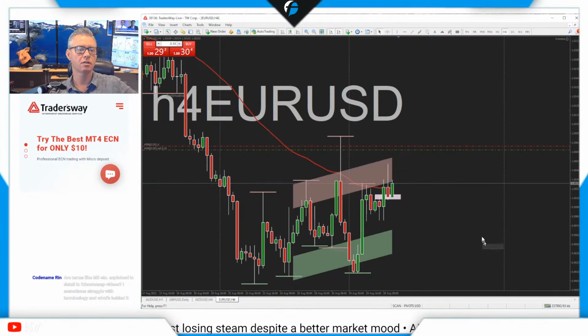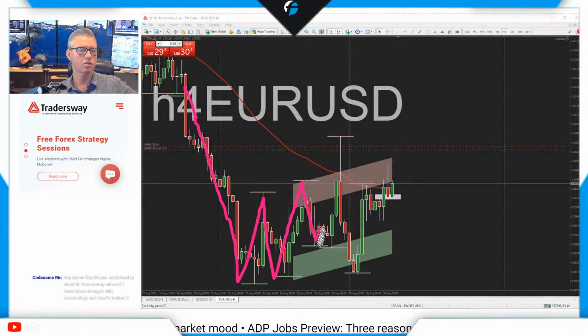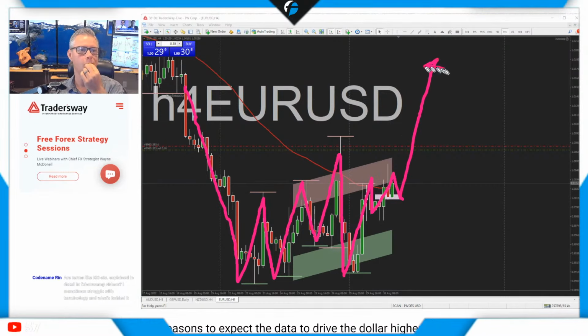Okay, looking at this, it's very similar to the other pair. I think it was Aussie we saw. We're going through a consolidation mode, and bulls on this pair are thinking this.